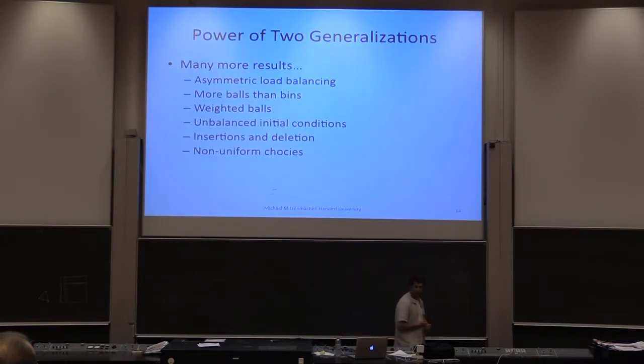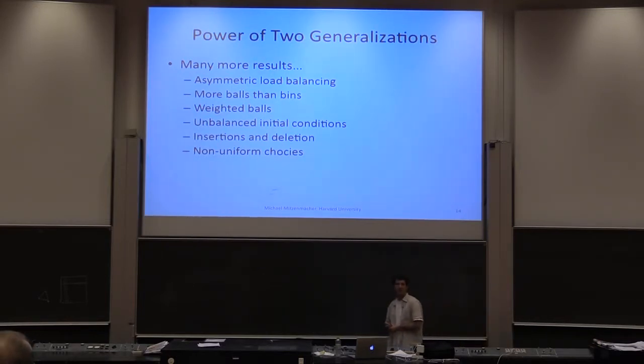Okay, so once you have this basic power of 2, there are oodles and oodles of other possibilities and generalizations. I'll talk about a small number of them here, but you can come up with all sorts of different ways of varying the problem. Asymmetric load balancing, I'll talk about in a few seconds. More balls than bins: fluid limits work if I'm throwing 2n balls into n bins or 3n balls, but you might say, what if I have n cubed balls into n bins? What happens then?